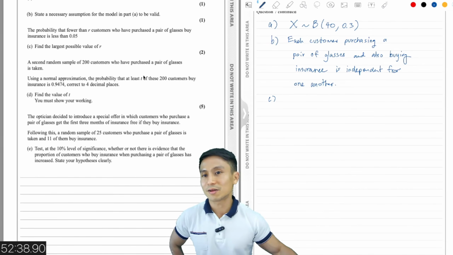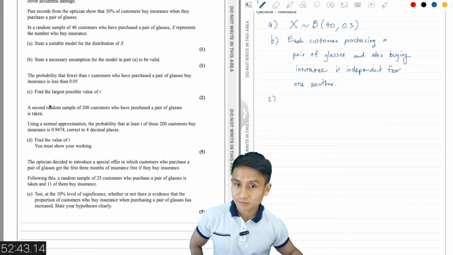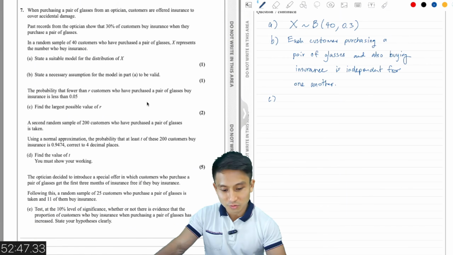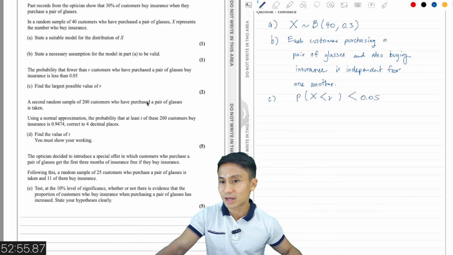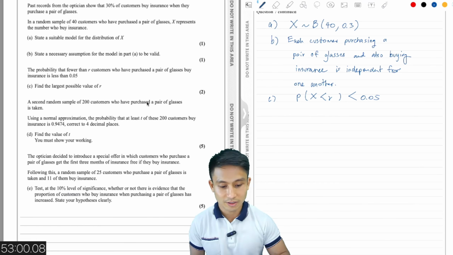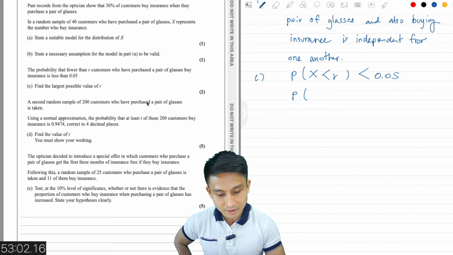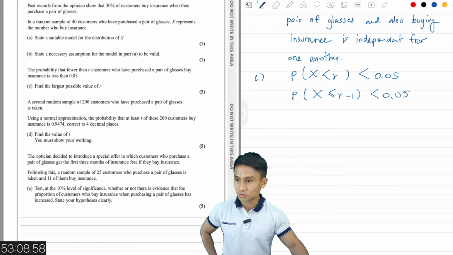The probability that fewer than r customers who have purchased a pair of glasses buy insurance is less than 0.05. So the probability of fewer than r, not including r, is less than 0.05. I'm just translating to math first. Find the largest possible value of r. Okay, so we are actually finding P of X less than or equal to r minus 1, less than 0.05. And we are just going to use the table, right?